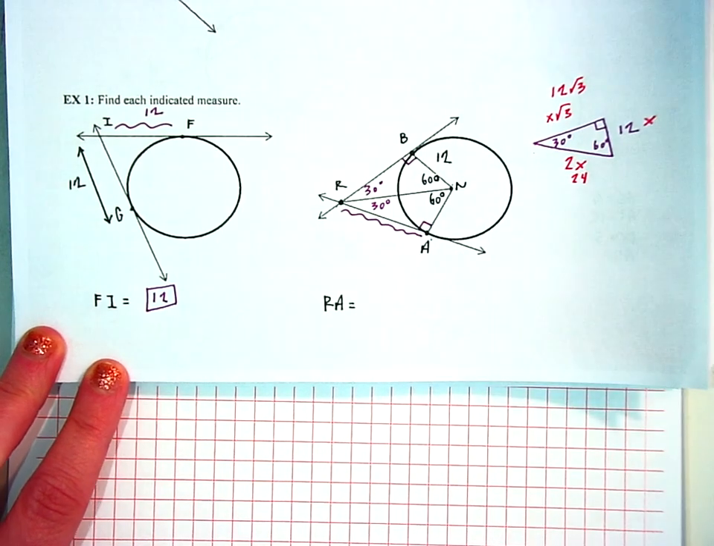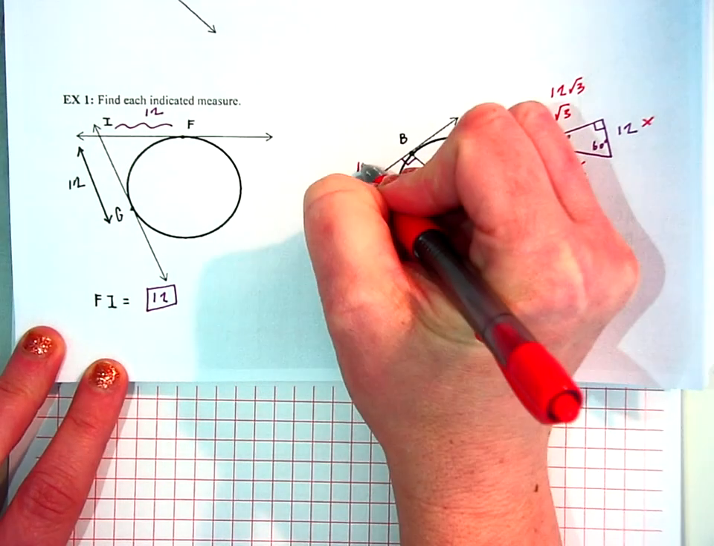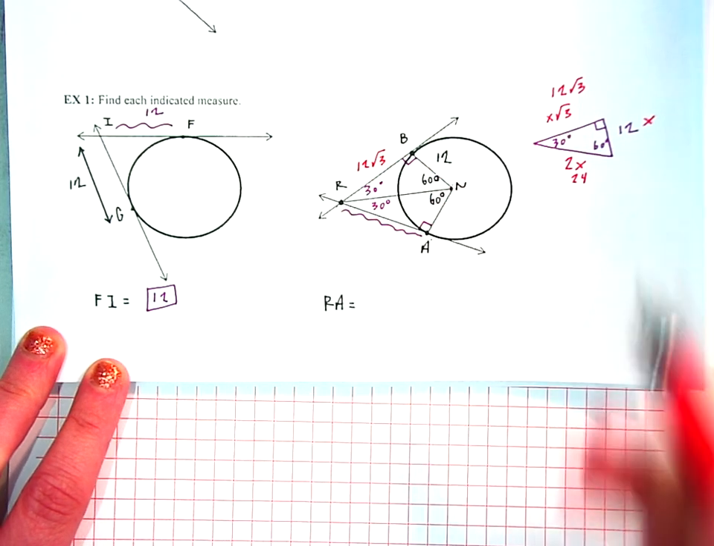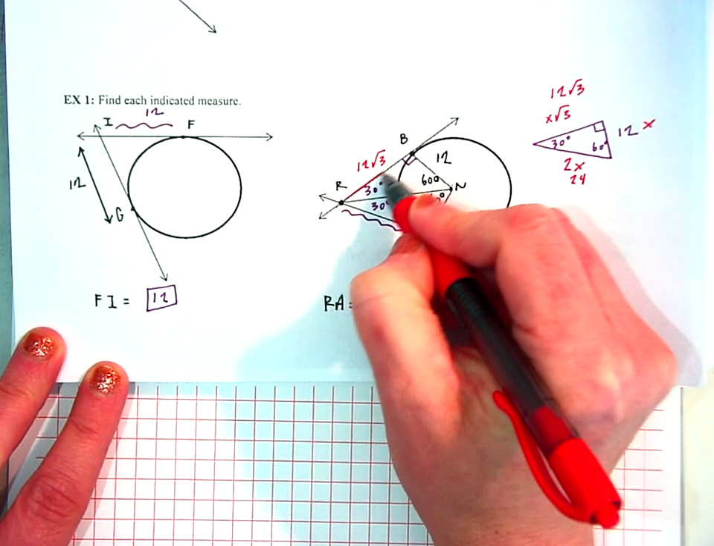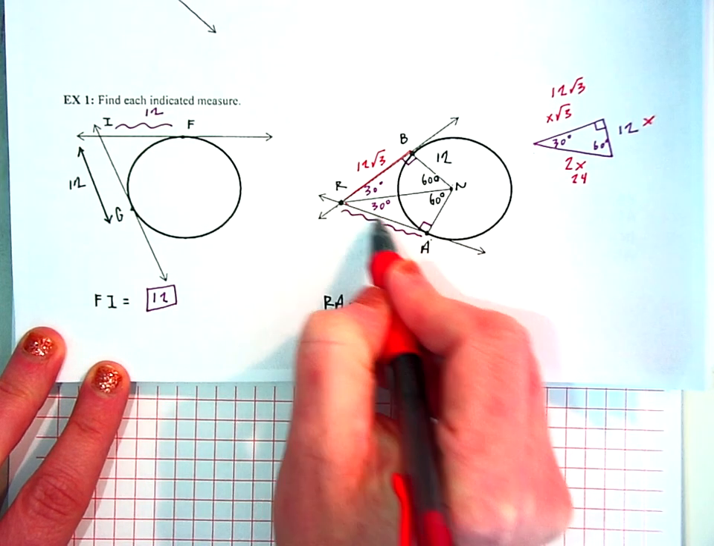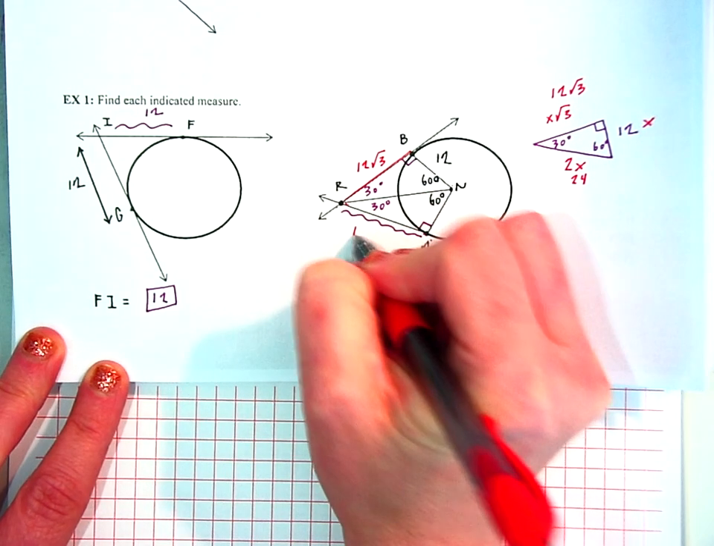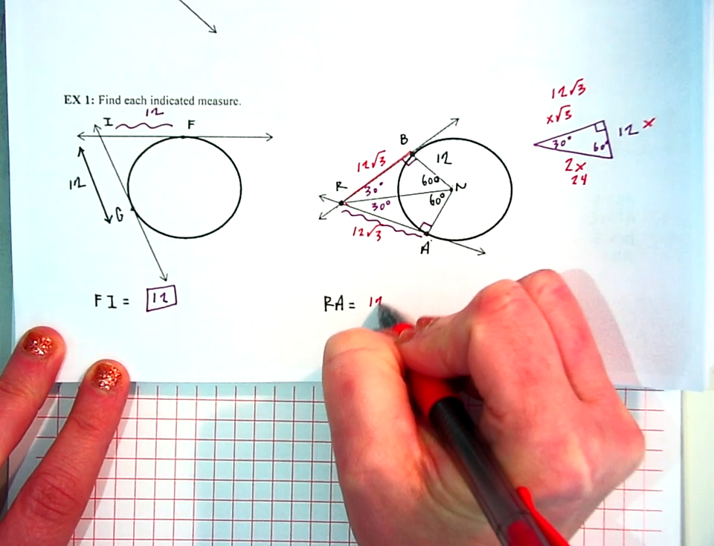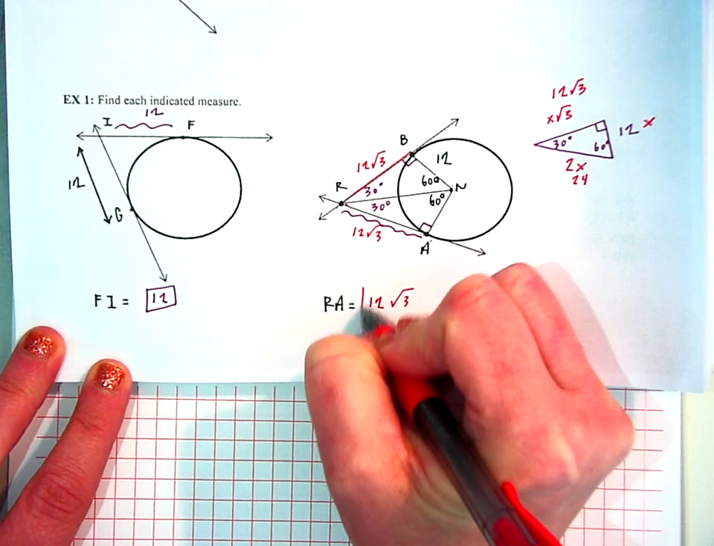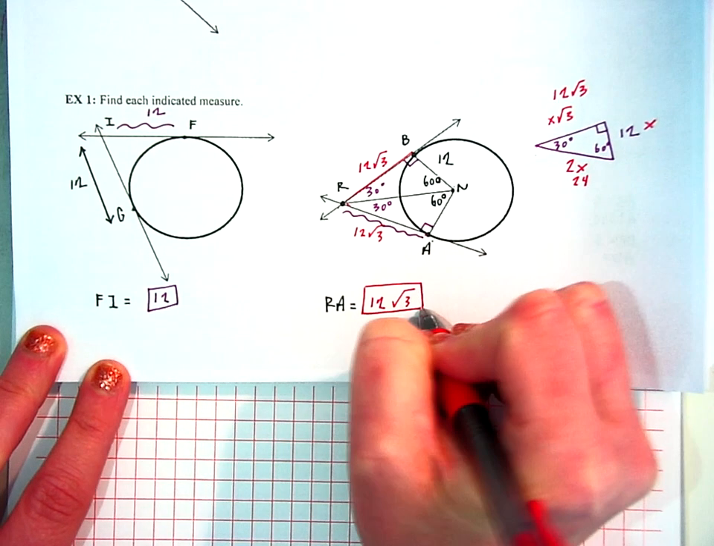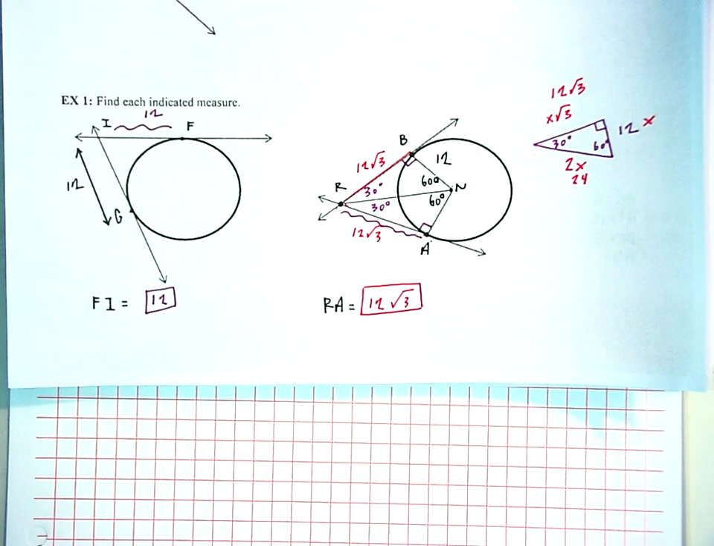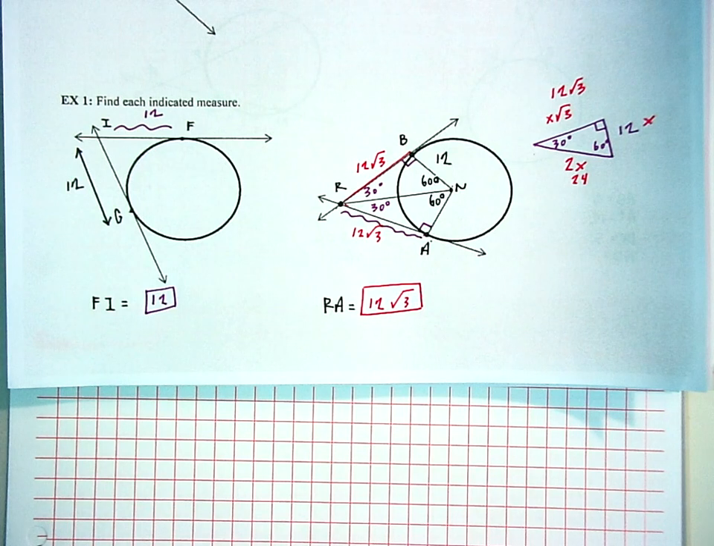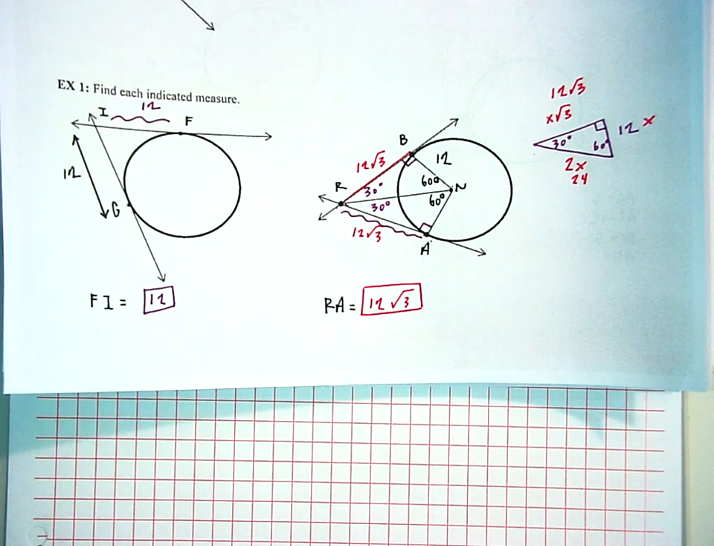Okay, what I really needed was this part right here. I needed this to be the 12 root 3. And then again, since I have a tangent segment and a tangent segment, they have to match. So the measure of RA is 12 times the square root of 3. I like the answers as simplified radicals. All right, please take a moment and flip it over.